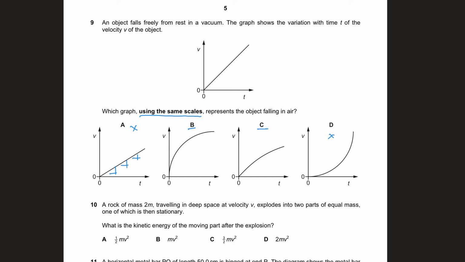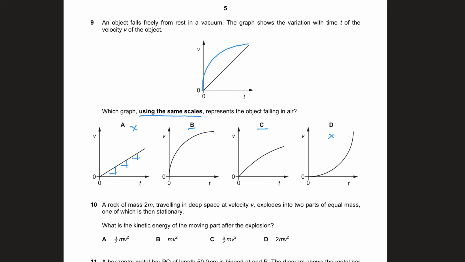So now let's trace this graph. This is the graph for B. This is the velocity-time graph. If I move this graph from B to our original graph, what we notice is that at all these points, the velocity of the object falling in the presence of air is greater than the velocity of the object that is falling in vacuum. So this is not possible. Hence, B cannot be the correct answer.